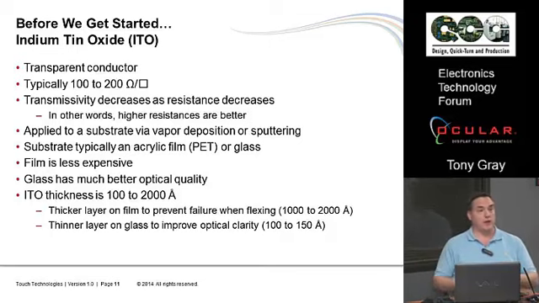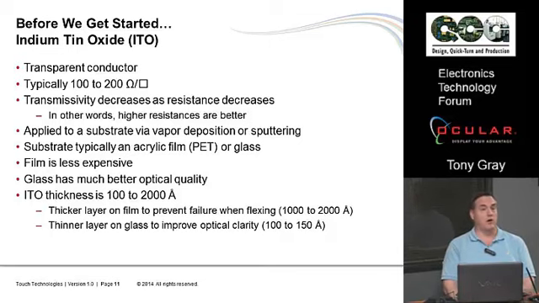I mentioned that they get applied to a substrate, so they're typically applied with either vapor deposition or sputtering. That substrate is usually a film material, some kind of acrylic film, like PET is the most common. But you can also put it on glass, and actually most of the touch panels that we build at Ocular are all glass-based. Film is less expensive, obviously, than glass, but you're also going to get better optical quality out of the glass. So it's, again, a trade-off of which one do I want to use?